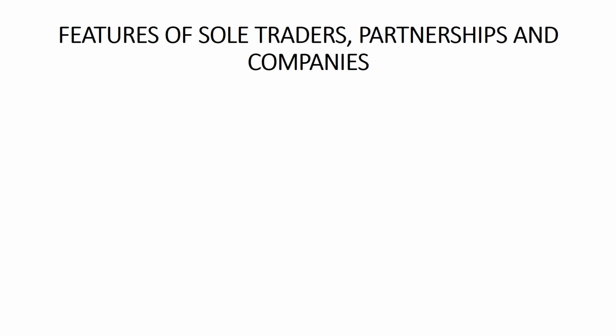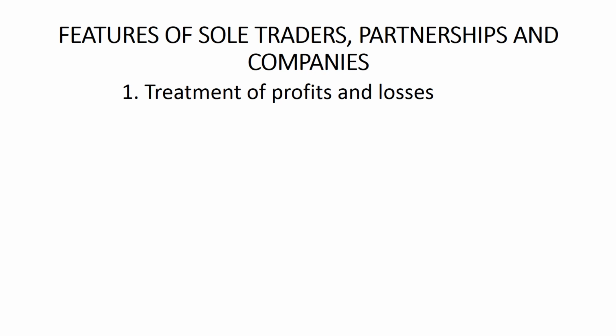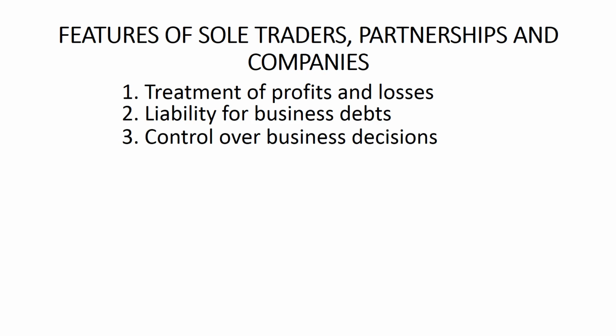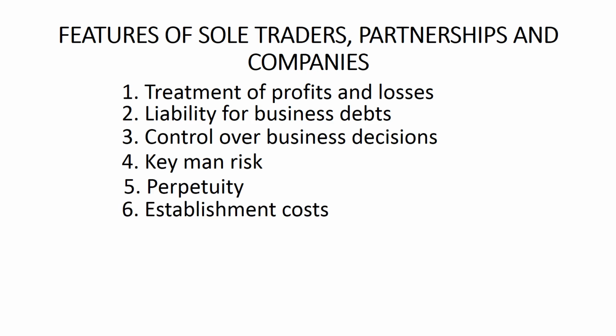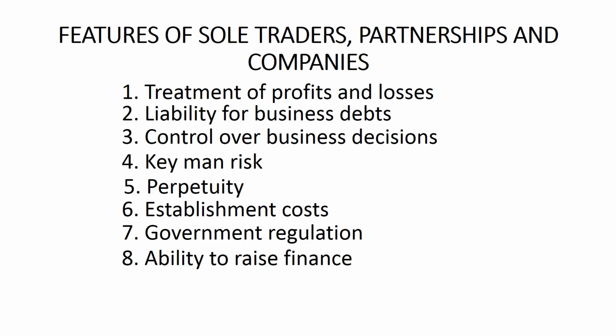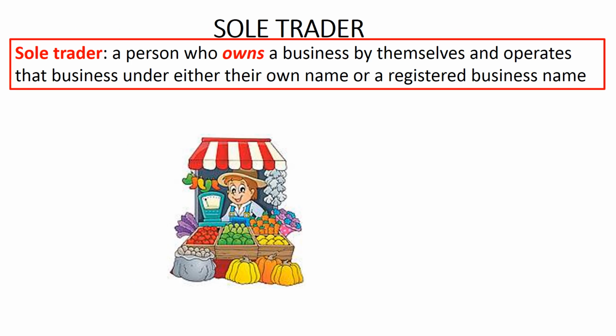We can describe sole traders, partnerships, and companies by reference to their features. For these purposes, there are 9 features that we can look at. Firstly, the treatment of profits and losses. Secondly, liability for business debts. Thirdly, control over business decisions. Fourthly, key man risk. Fifthly, perpetuity. Sixthly, establishment costs. Seventhly, government regulation. Eighthly, their ability to raise finance. And ninthly, tax.